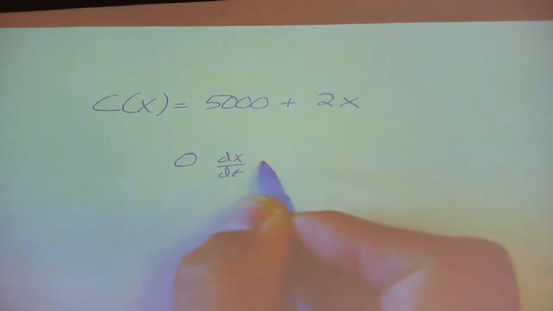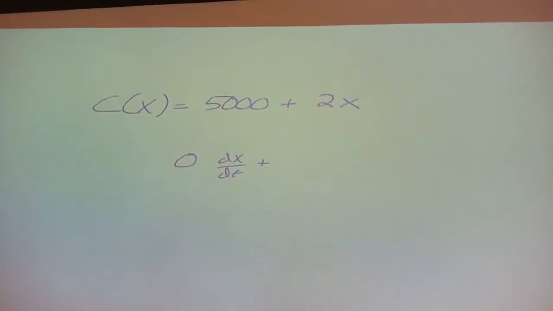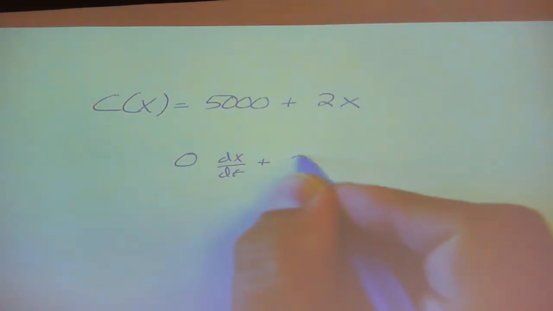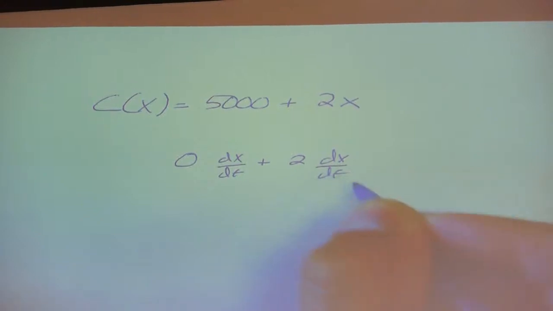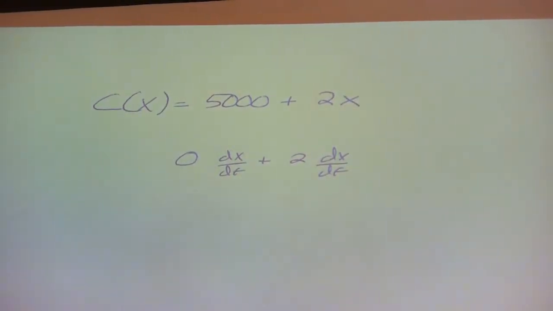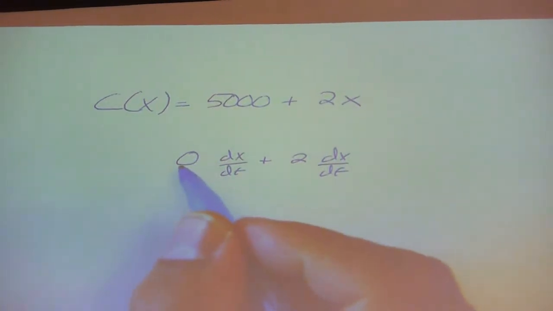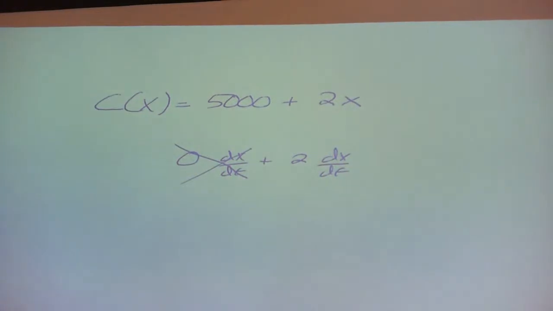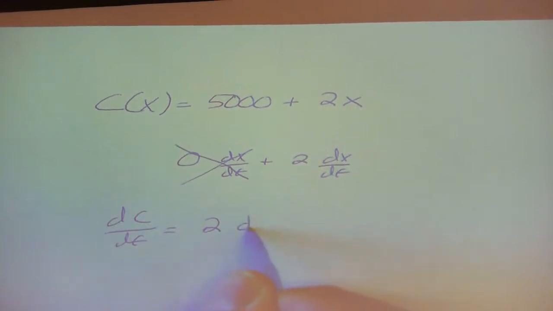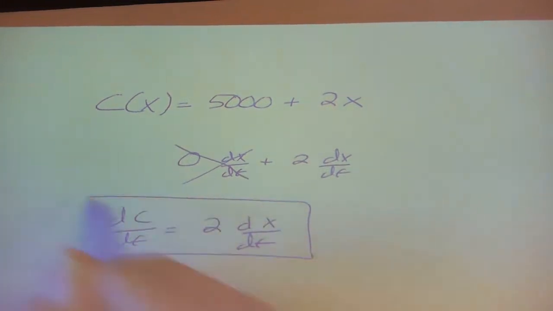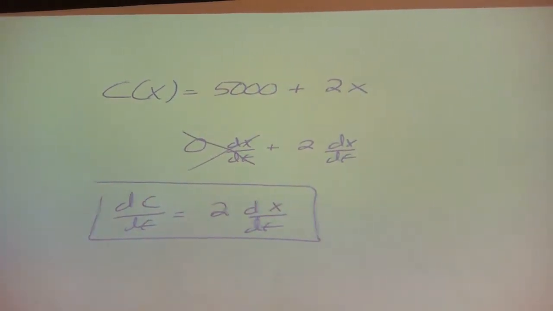0 dx over dt. Plus, what's the derivative of 2x? 2 dx over dt. Okay? But again, because there's that time element in there, anytime you multiply by 0, what happens? That part's gone. So we end up with the derivative of cost with respect to time is 2 times dx over dt. So let's just stop there and make sure everything makes sense.